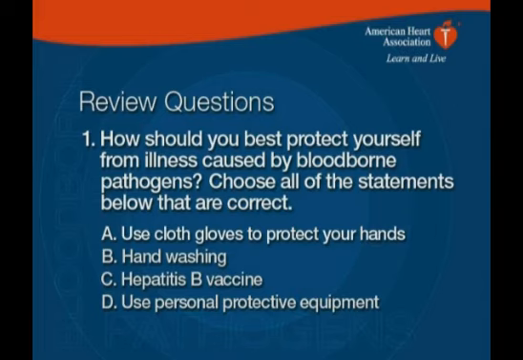How should you best protect yourself from illness caused by bloodborne pathogens? Choose all of the statements below that are correct. A. Use cloth gloves to protect your hands. B. Hand washing. C. Hepatitis B vaccination. Or D. Use personal protective equipment.